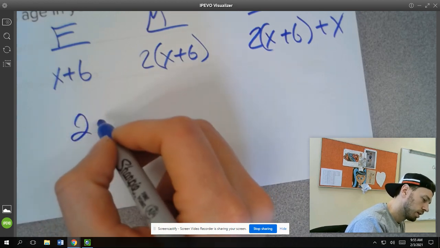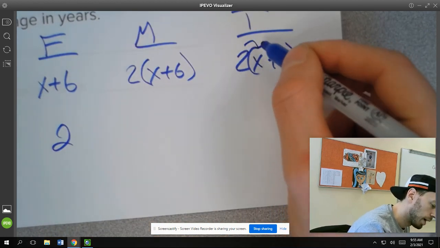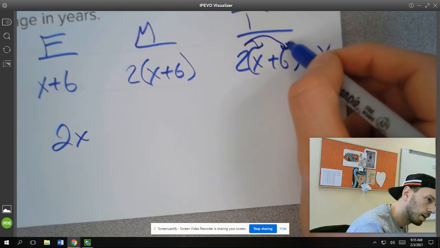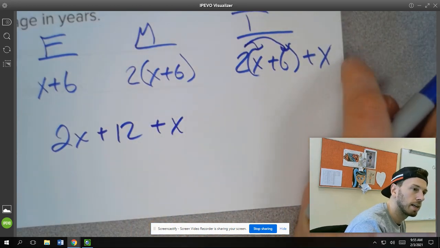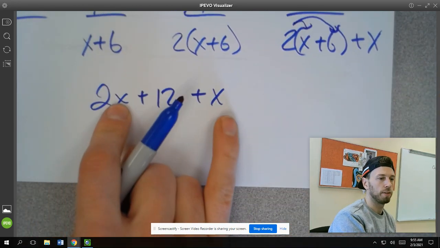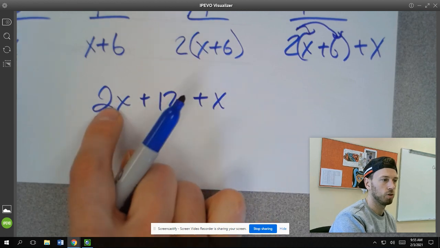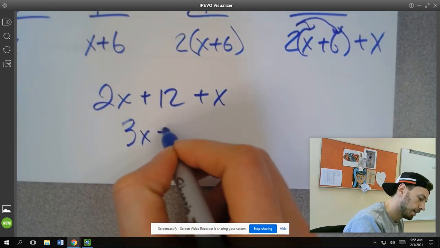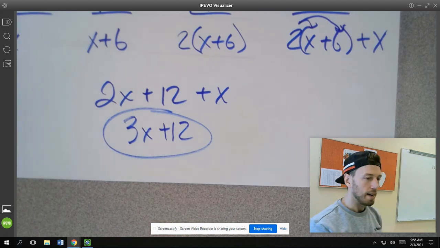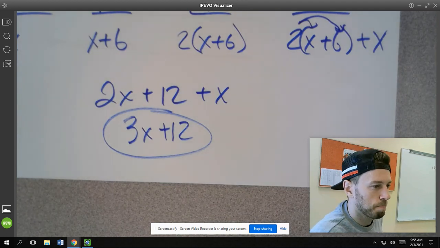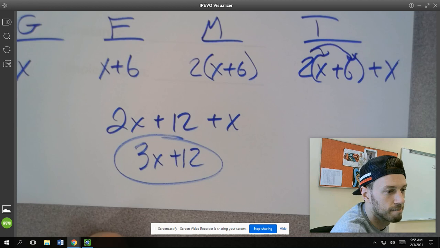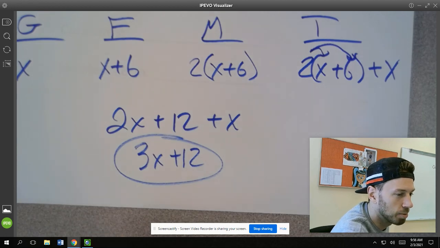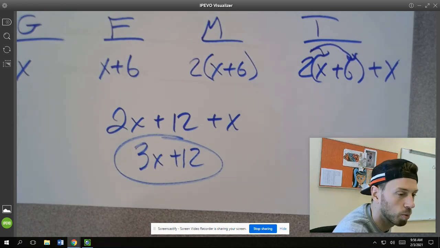So 2 times x would be 2x. 2 times 6 will be plus 12. And then plus the x that's outside here. So after distributing, we got rid of the parentheses, and now we can combine 2x and the x to make 3x plus 12. So how old is their Aunt Tanya? Actually, their Aunt Tanya is 3 times Gabriella's age plus 12 years, given what we found out there.